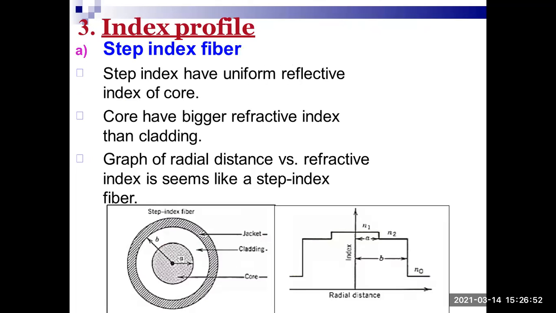N1 refers to the refractive index of the core through which the light signal will travel, and N2 is the refractive index of the cladding. You can see that step index fiber has a uniform refractive index in the core. The core has a bigger refractive index when compared with the cladding, and you can see the differences in the schematic diagram with respect to the distance and the refractive index.